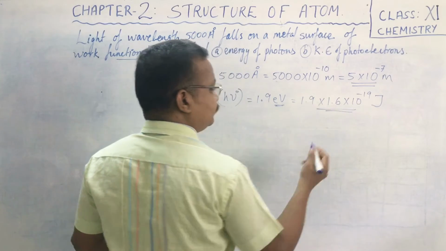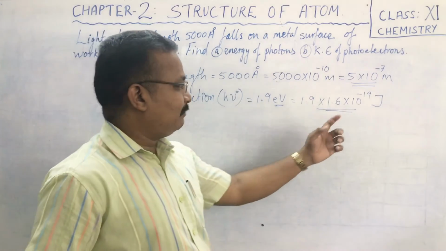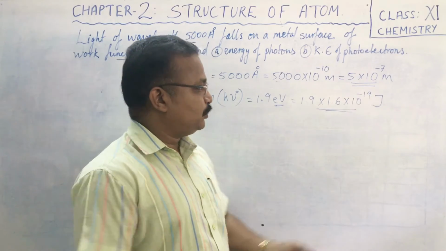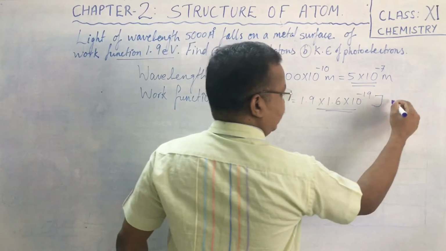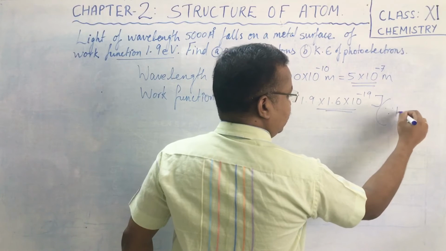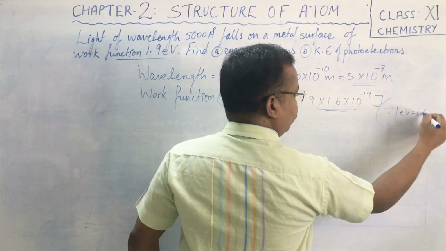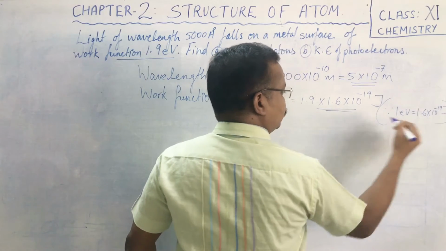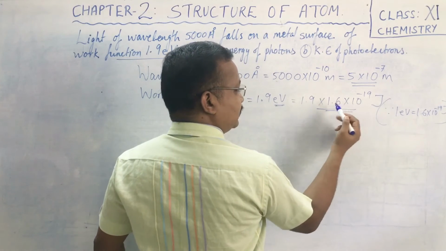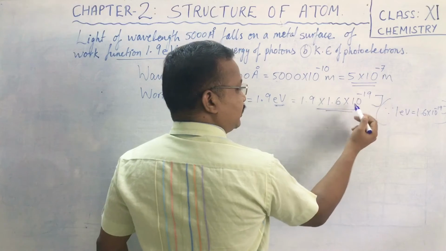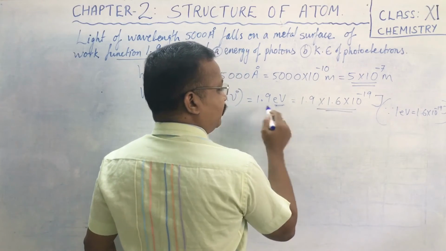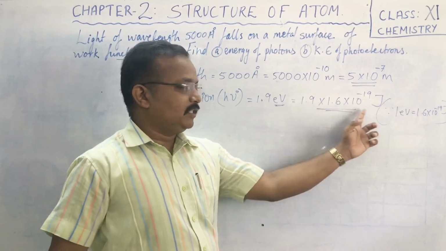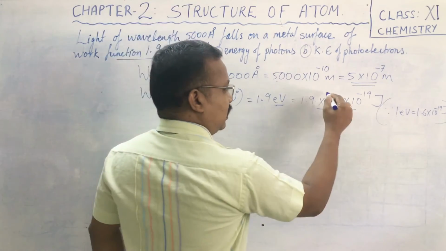Okay children, what you have to do is multiply by 1.6 into 10 raised to minus 19 joule, since 1 electron volt is equal to 1.6 into 10 raised to minus 19 joules. So any electron volt value you can convert by multiplying with this particular value, that is the conversion of electron volt into joules.